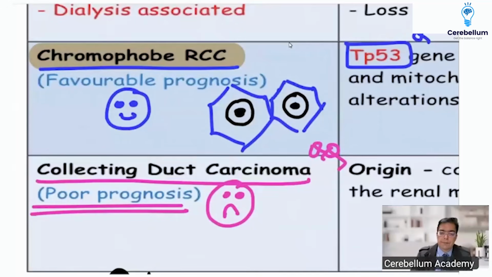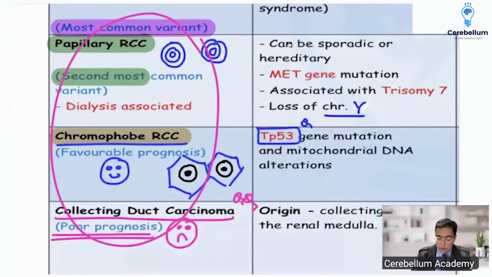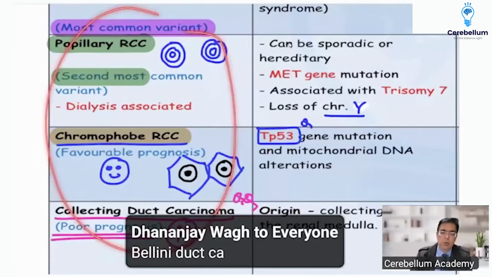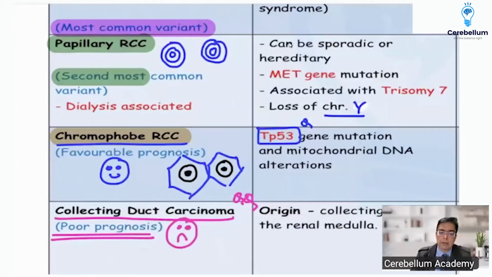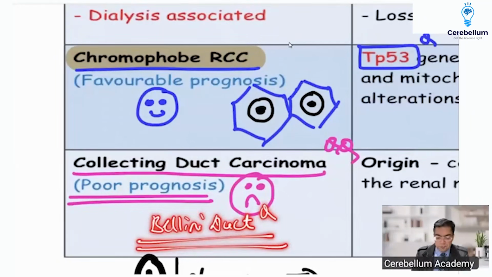Your exam question can be taken care of with the help of the information given on the leftmost side of the table. That's information that has to be revised time and again. Collecting duct cancer, chromophobe cancer, papillary cancer, and clear cell cancer have their own special properties, and the one that is likely to be asked: collecting duct is also called Bellini duct. Collecting duct cancer is what is given the name of Bellini duct cancer.